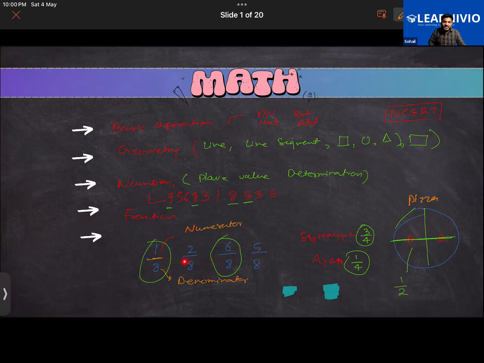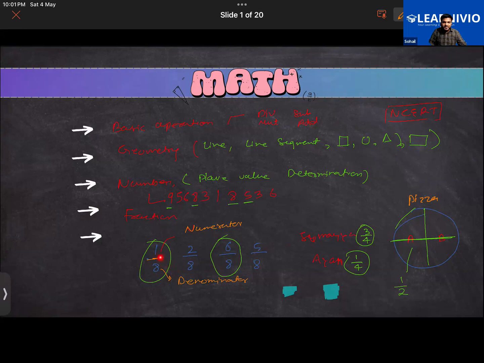The simple thing is, pay attention, look at all the fractions: 1 upon 8, 2 upon 8, 6 upon 8, and 5 upon 8. What is common between all these fractions? Who will tell me? Which number is common? 8 is common or not? Yes, it is common, no?